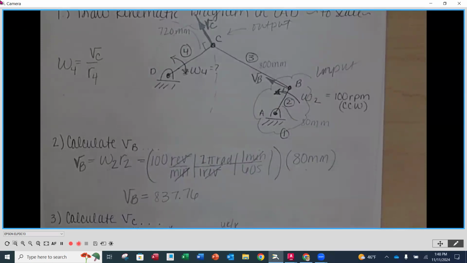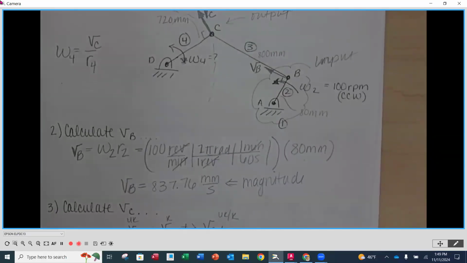Units. What are my units here? Millimeters per second. Exactly. Millimeters per second. So this right here, my friends, is the magnitude. That's the magnitude of the velocity of B.